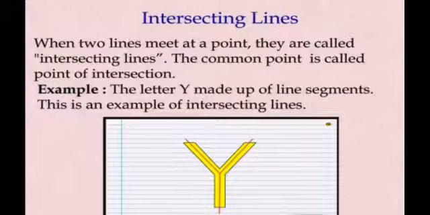Now, what are intersecting lines? When two lines meet at a point, they are called intersecting lines. The common point is called the point of intersection. Example, the letter Y made up of line segments. This is an example of intersecting lines.